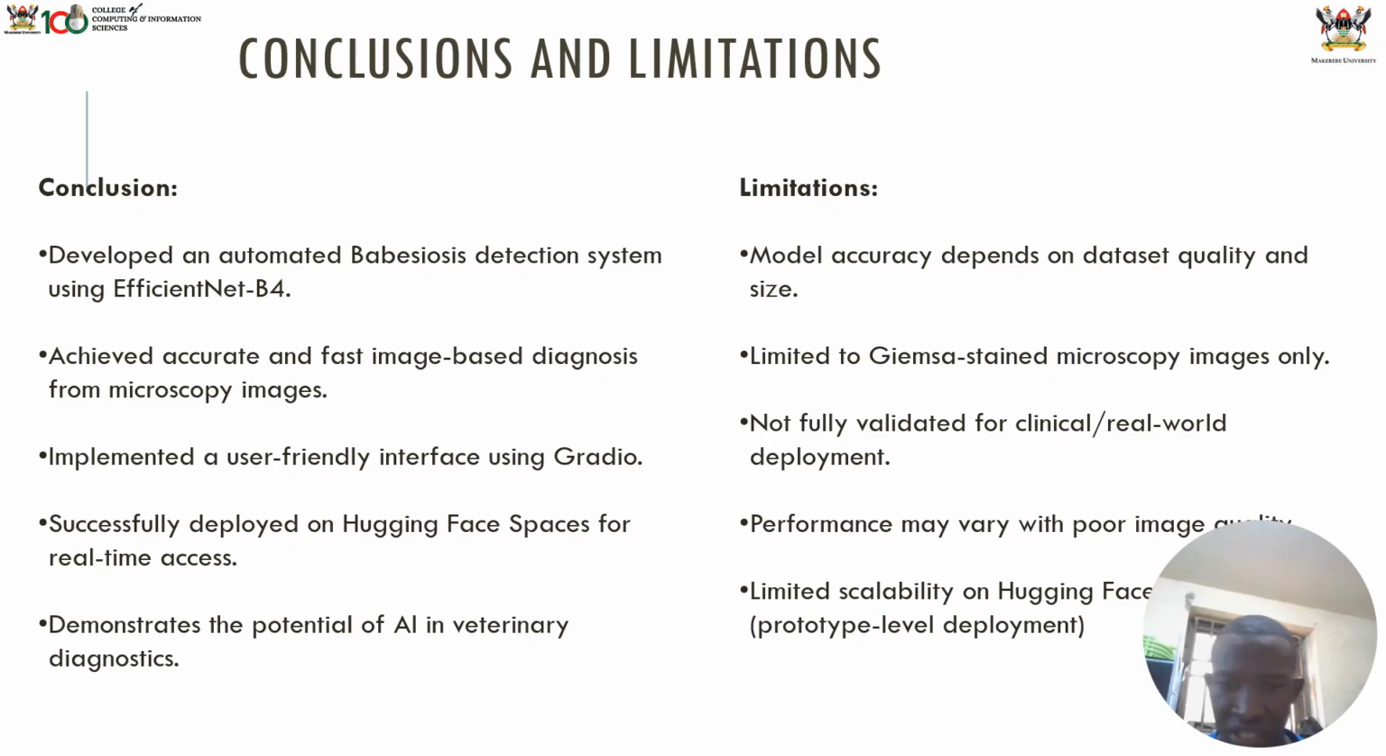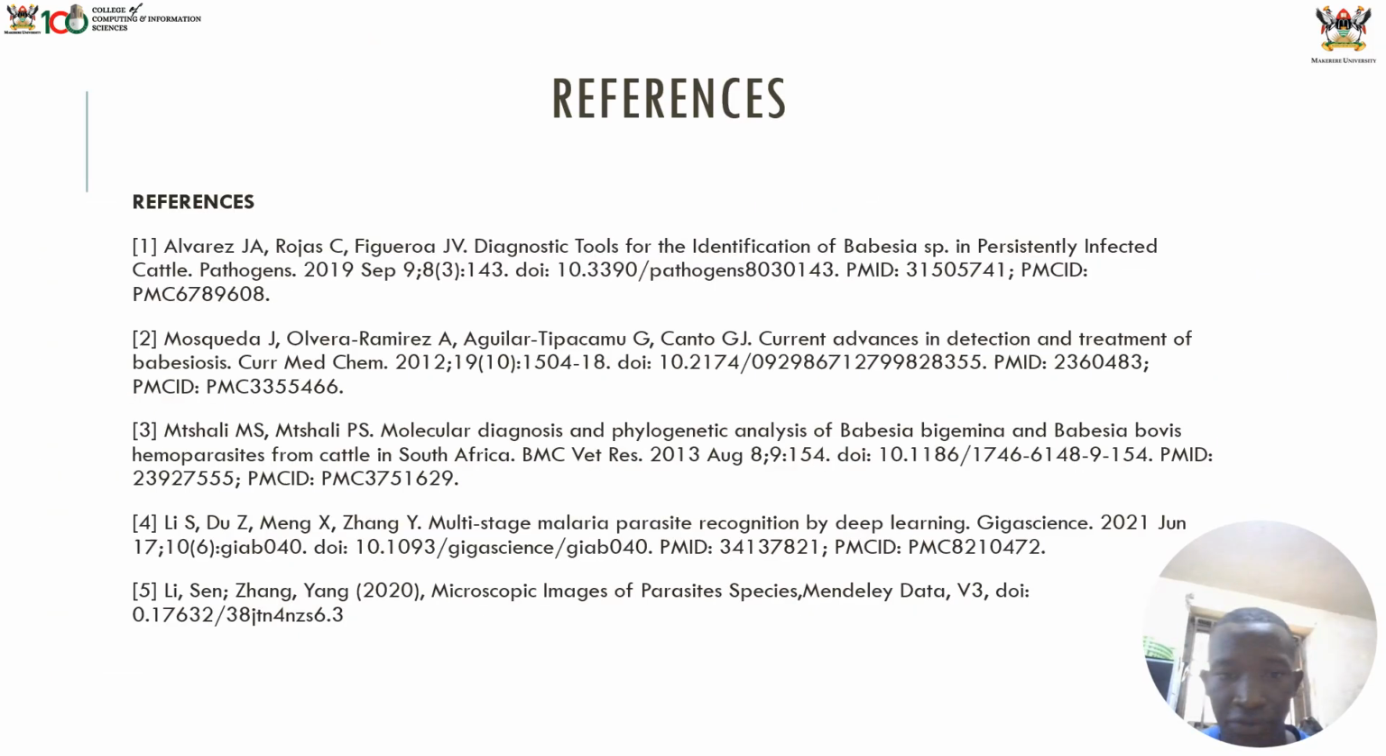Some of the limitations that we faced: the model accuracy depended on dataset quality and size. We are limited to Giemsa-stained standard microscopic images only. Whenever I put in another type, we may get wrong results, and it was not fully validated for clinical real-world deployment, which we are working on. Performance may also vary due to the poor quality of the images, and it is scalable on Hugging Face.